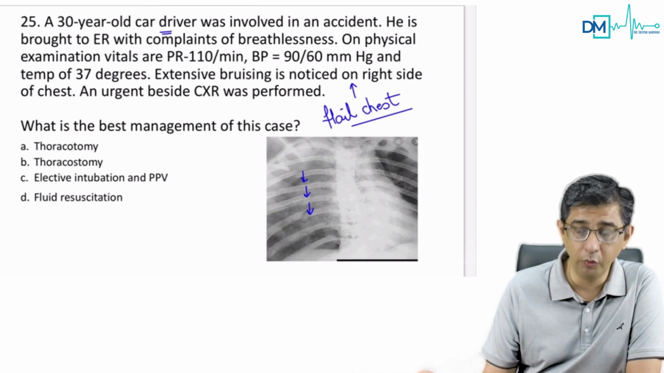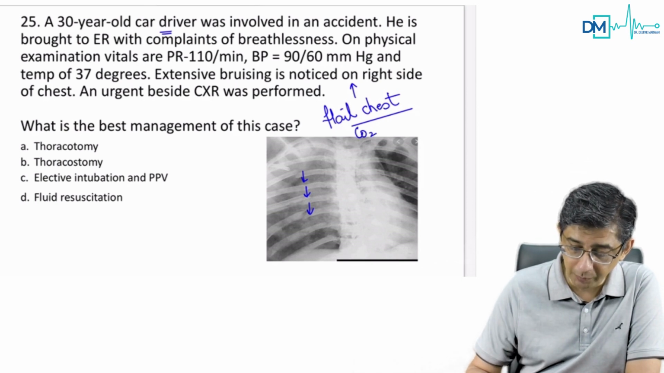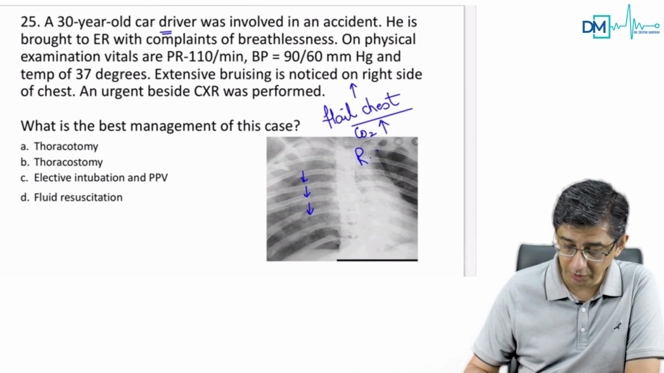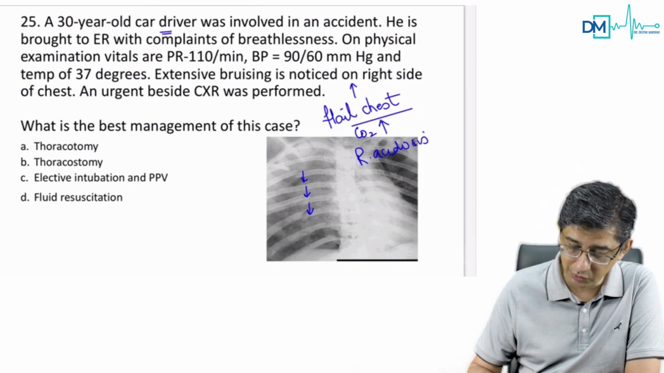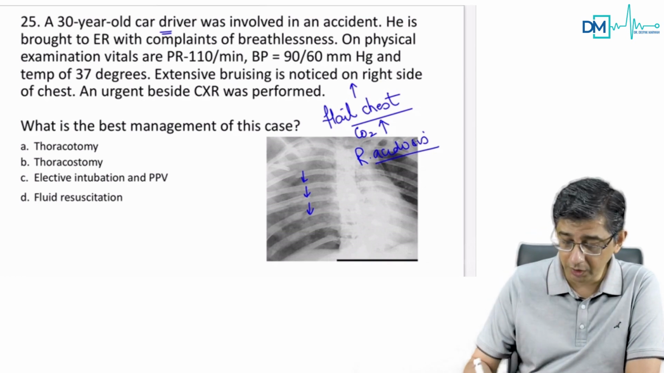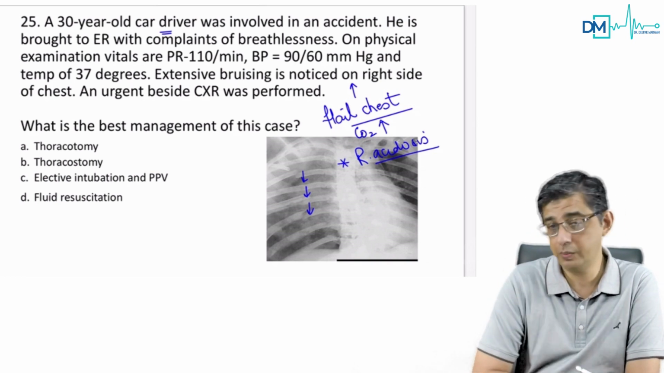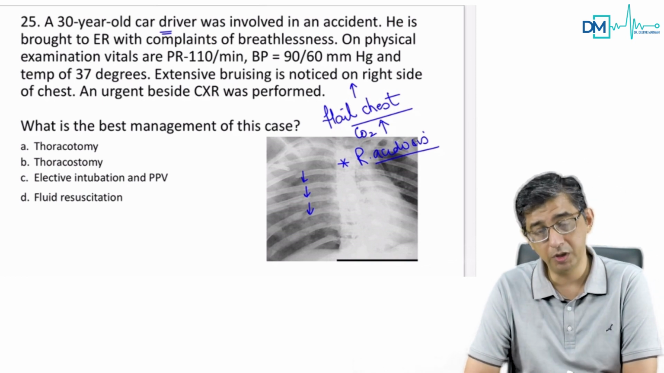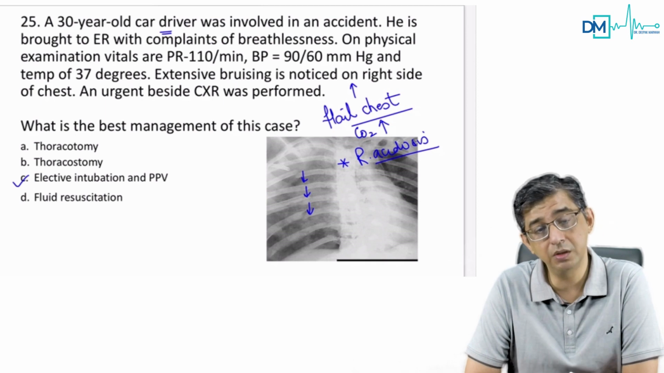This guy will have hypoventilation. Hypoventilation will cause carbon dioxide accumulation in the body. Carbon dioxide accumulation will cause respiratory acidosis, and acidosis can kill this man. So if you want to keep this guy alive, you need to kick out this carbon dioxide. How would you kick out this carbon dioxide? Intubate this guy and then put him on positive pressure ventilation. So the answer to this question is choice number C.